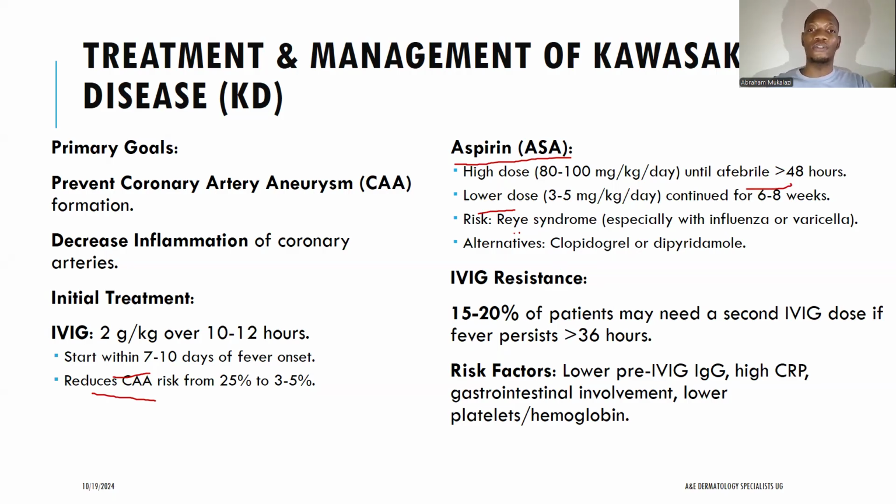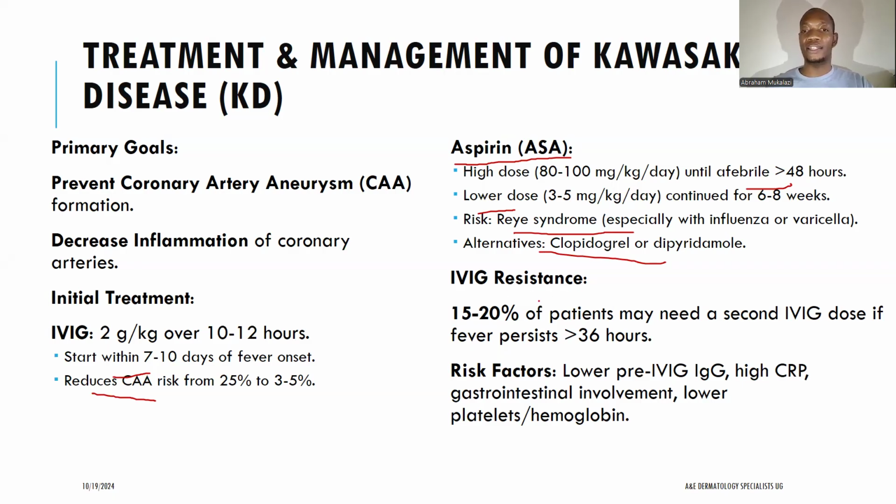There's also a risk of Reye syndrome, especially if the patient actually has influenza or maybe varicella. So you have to be cautious as you're giving your aspirin. As alternatives, we can also give clopidogrel, and we can also give dipyridamole.